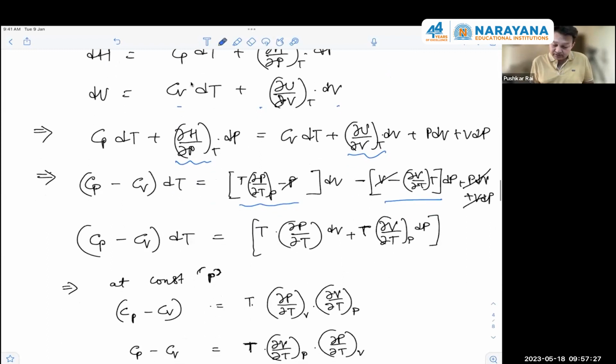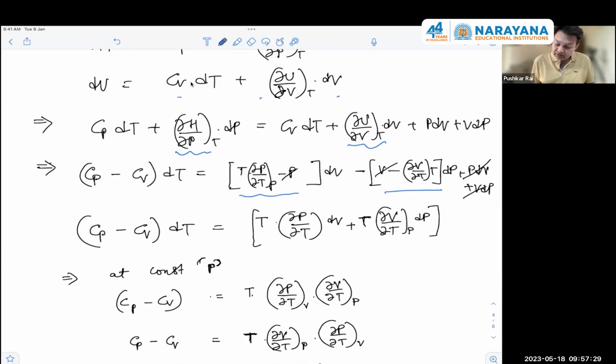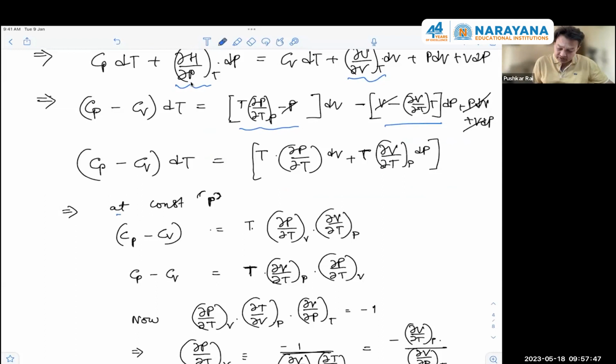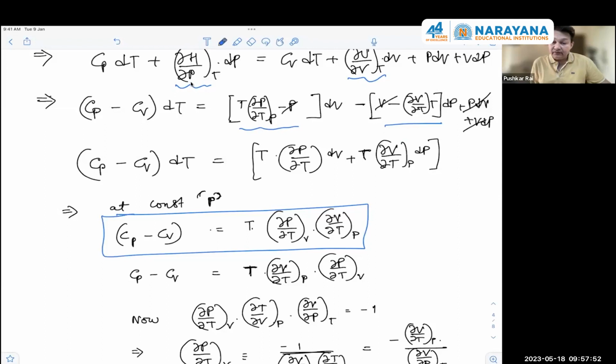You will finally get this expression: Cp minus Cv into dT is equal to this. All other things will cancel. And finally, at this stage, differentiate it with respect to T, keeping P or V constant. If keeping T or V constant, you differentiate it, you get a very, very simple result like this. But this is a simple result, but a fantastic result. This gives us an idea about the difference between Cp and Cv for any substance, not just for the ideal gas. For any substance, for real gas, for van der Waals gas, for liquid, for solid.